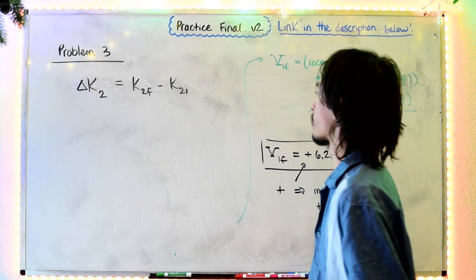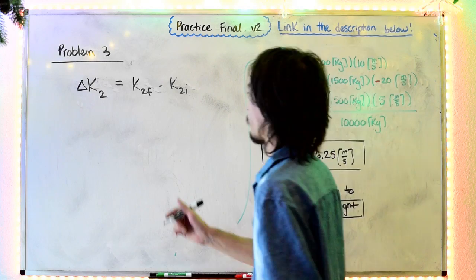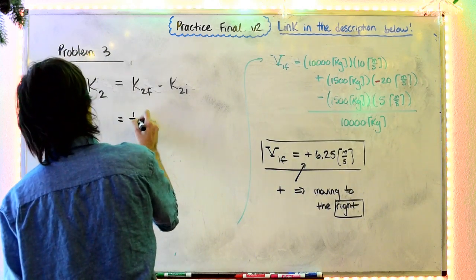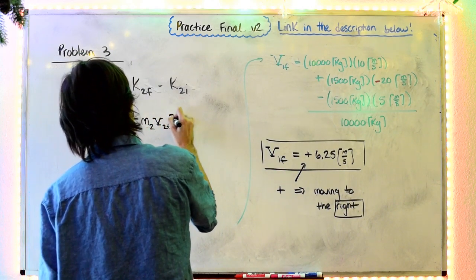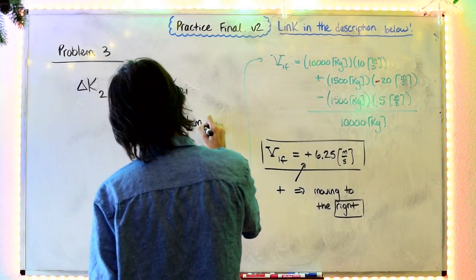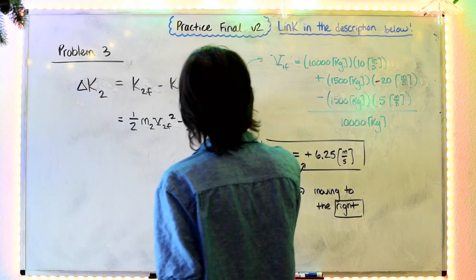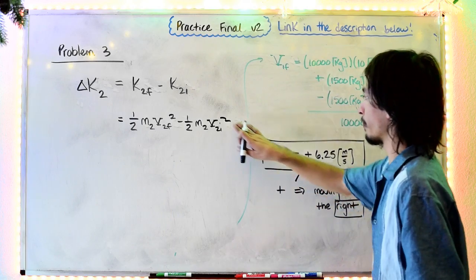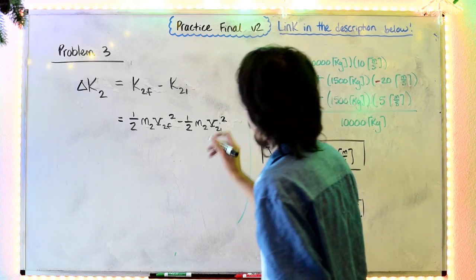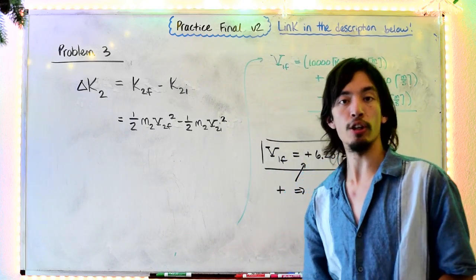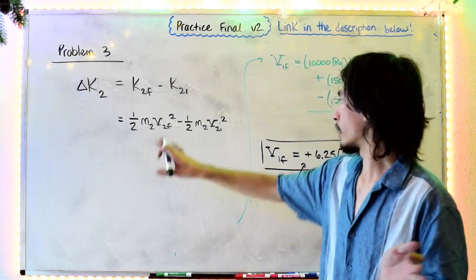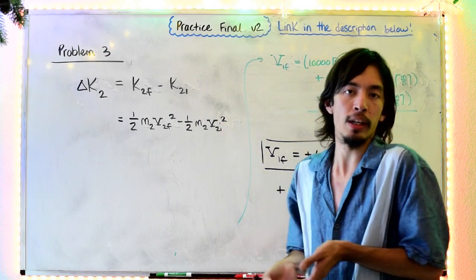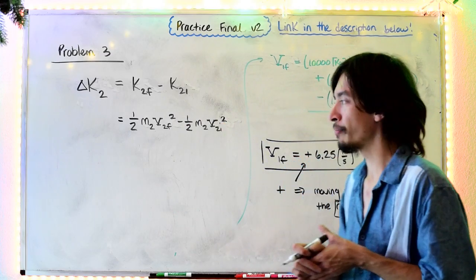Now the kinetic energies are just translational, so it's 1/2 mv squared. So 1/2 m2 v2 final squared minus 1/2 m2 v2 initial squared. That's it. Now we have both velocities. It turns out it doesn't matter if they're going to the right or to the left, because you're going to square it anyway. So really it just becomes the speed squared.